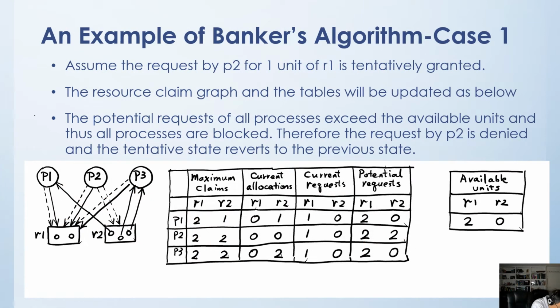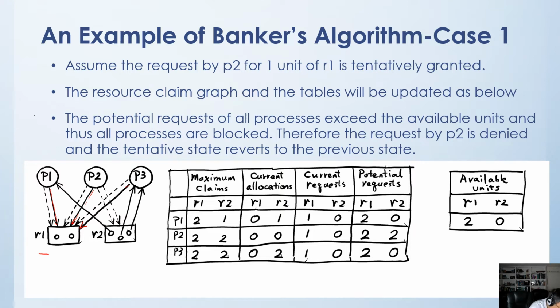Okay, so here we have a resource claim graph, right? And we should use the banker's algorithm to check which request we should grant. Now currently, all 3 processes are requesting 1 unit of R1. Now which request should be granted? We can check each individual one, and we only grant the one that will not lead to deadlock.